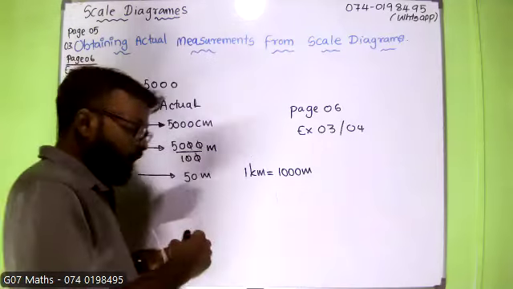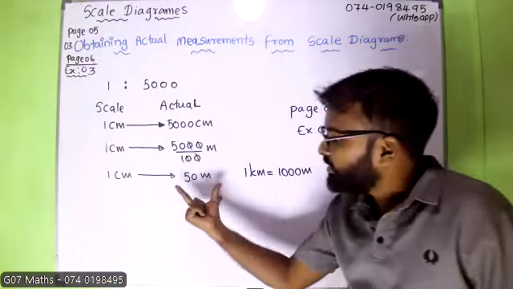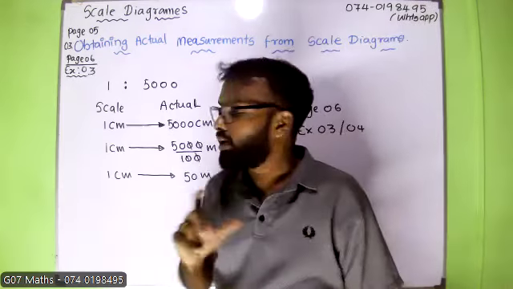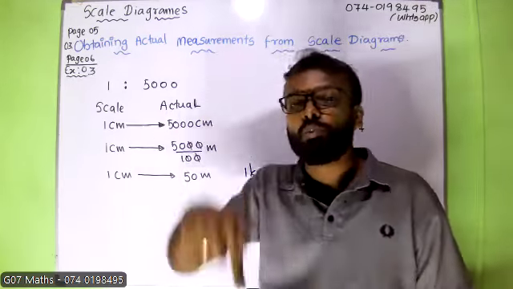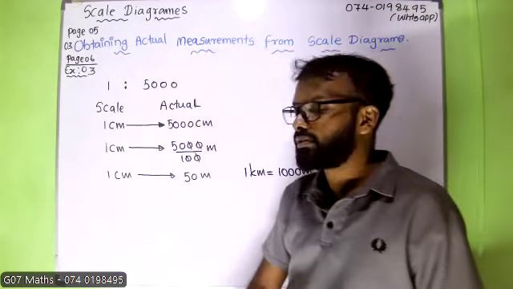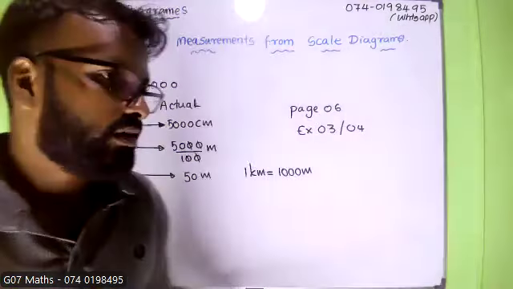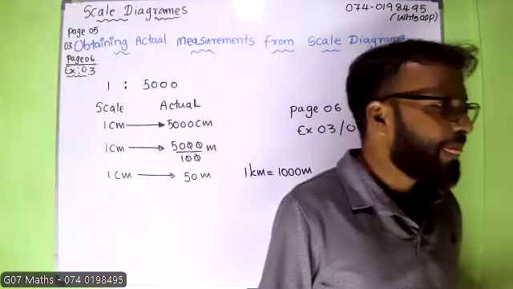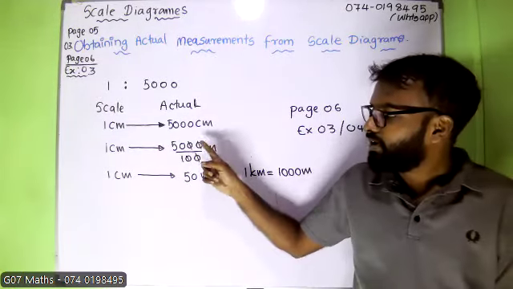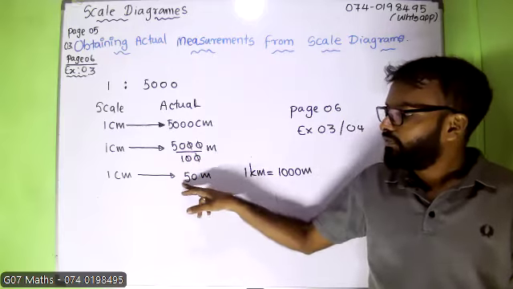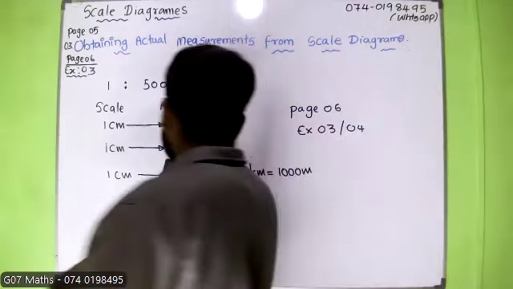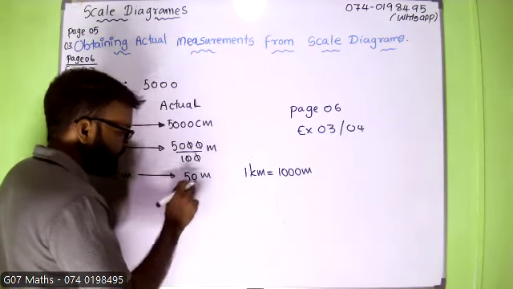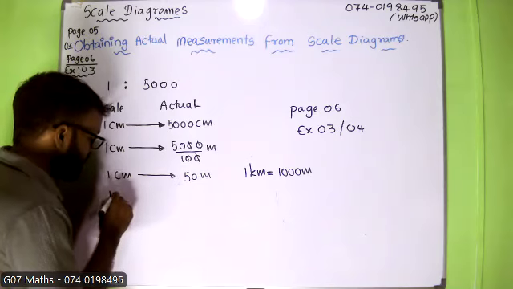Right. So how do you convert this 50 meters into kilometers? How do you convert? 1000 divided by 50. Other way around. Okay. 50 divided by 1000. You have to divide 50 meters by 1000. Right? Okay, I will write it separately.